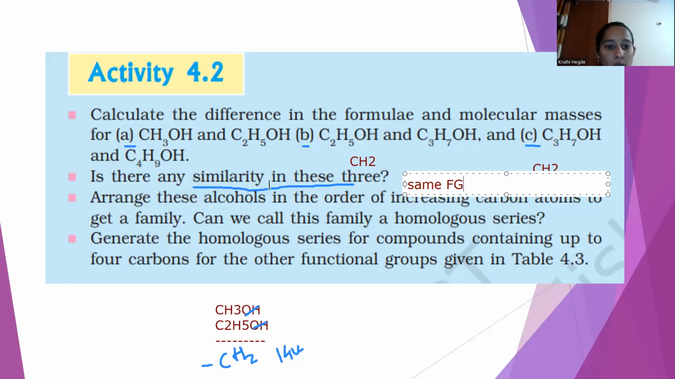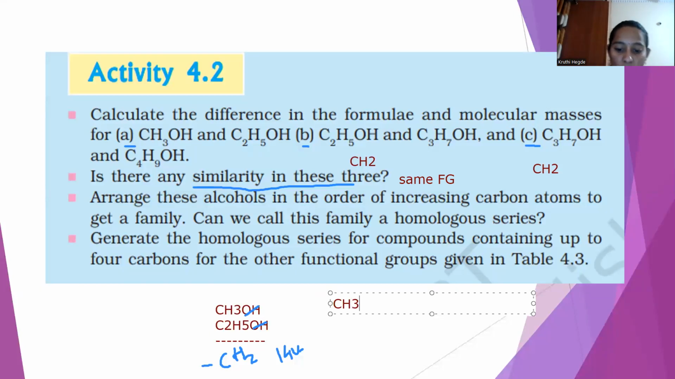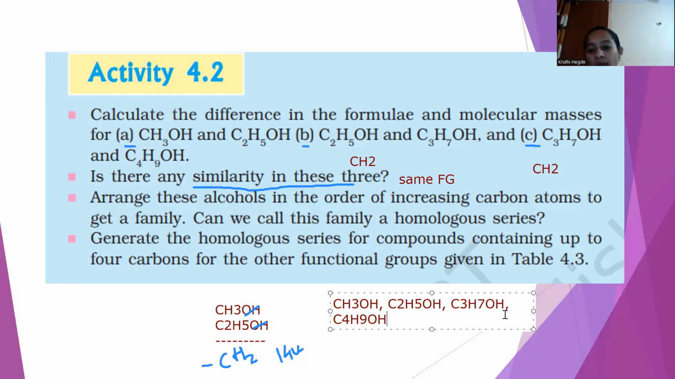Okay. So arrange these alcohols in the increasing order of carbon atoms to get a family. I have to arrange this in increasing order of carbon atoms. So first I should write CH3OH, 1 carbon atom, right? Then second I should write C2H5OH, 2 carbon atoms. Then I should write C3H7OH. Lastly, I should write C4H9OH. So I have written in increasing order of carbon atoms.